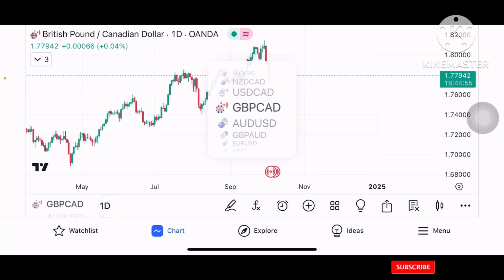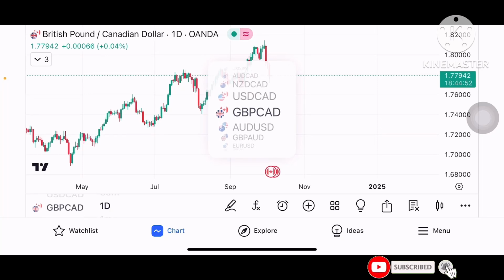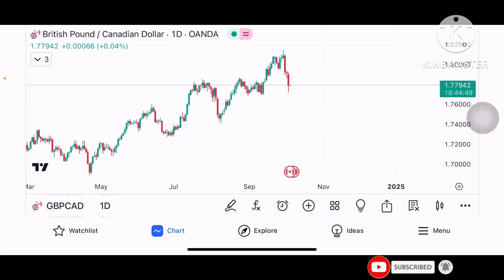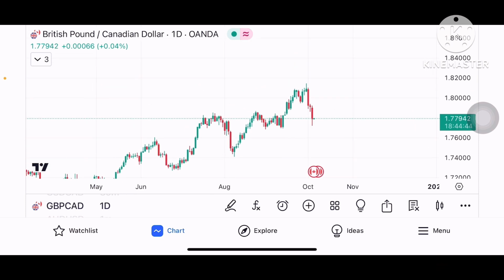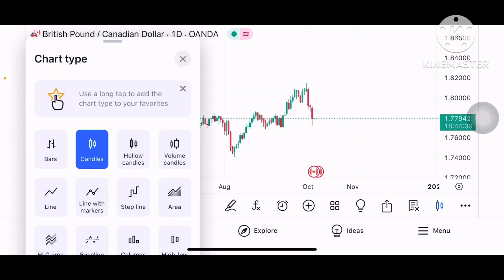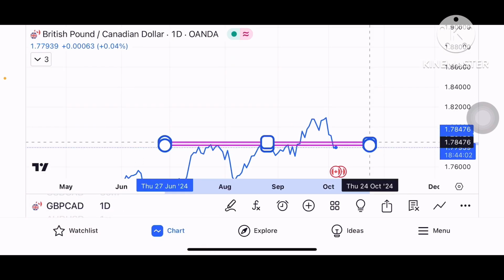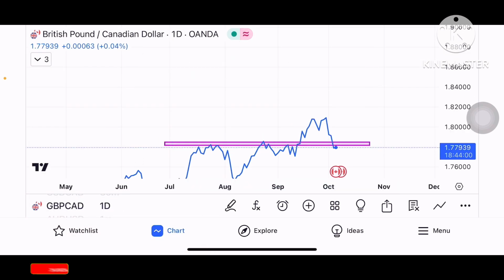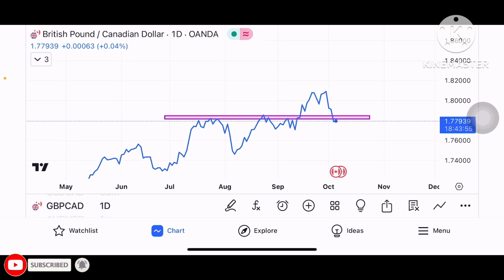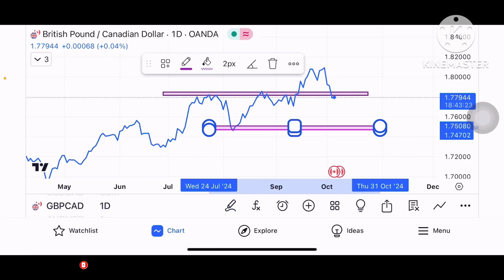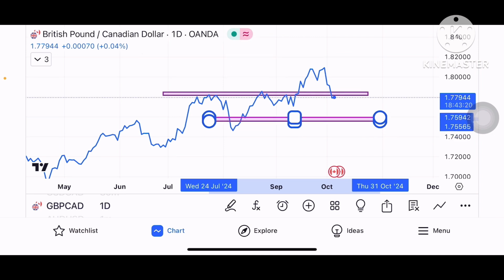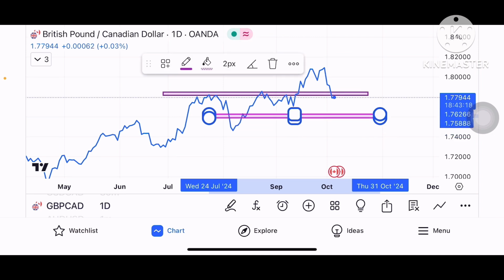The first pair we are going to be analyzing is GBP CAD. So looking at GBP CAD on the daily time frame, this is how the chart is. I'm going to pull up the line chart so we can mark out our zones. This is the zone we are expecting GBP CAD to pull up to before the drop. We are expecting a drop all the way to this point.